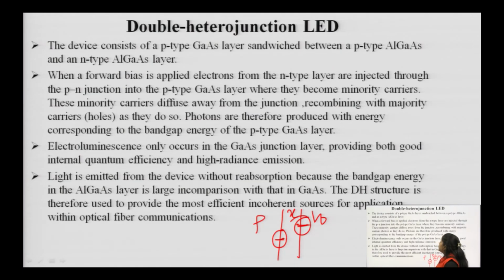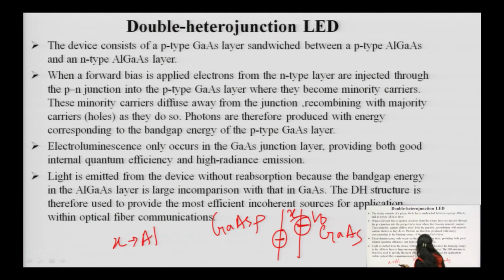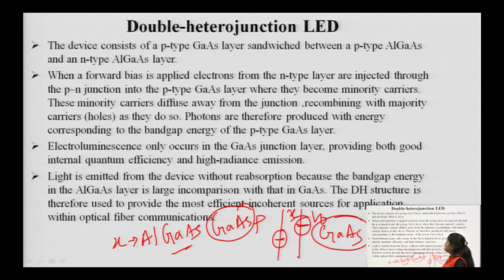The device consists of a p-type GaAs layer and an n-type GaAs layer sandwiched between a p-type aluminum gallium arsenide and an n-type aluminum gallium arsenide, and this X which I am taking in this picture is aluminum gallium arsenide. So, this is of course a difference, because the P and N are of gallium arsenide.